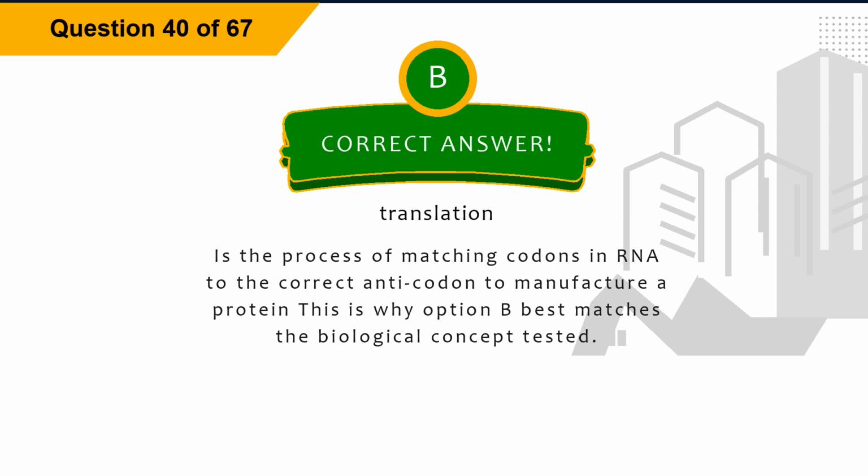Is the process of matching codons in RNA to the correct anticodon to manufacture a protein. This is why option B best matches the biological concept tested.